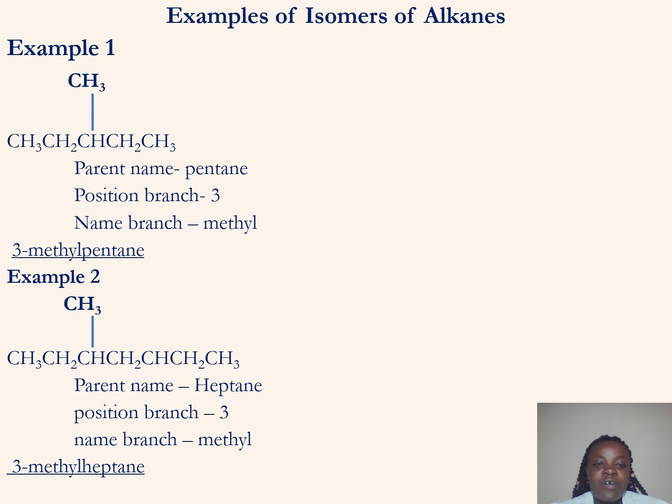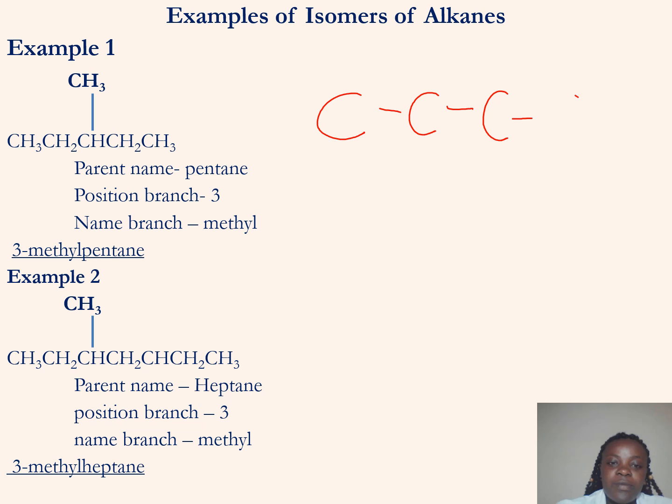So for example 1, we are given this isomer here, and we are told to name it. So we have CH3, CH2, CH2, CH3. And from the steps or the rules or the guidelines that we have been given, we start by identifying the longest carbon chain. And we can first start by writing this formula. We open this formula of the isomer.